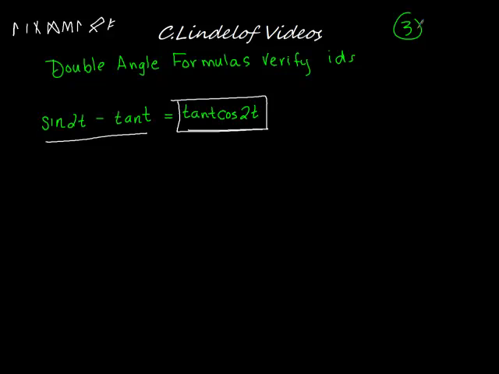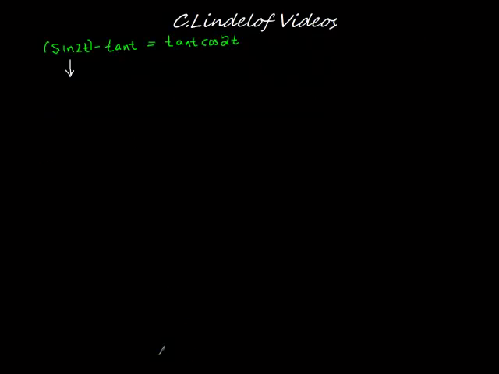So we're going to prove using a left-hand proof that sine of 2t minus tan t is equivalent to tan t cosine 2t. So remember, when you do these proofs, you leave one side alone and you prove it by manipulating the other side. I'm going to be manipulating the left hand side. All right, so here we go. Wish me luck. This is like my third time trying to make this video because it's kind of a pain in the neck.